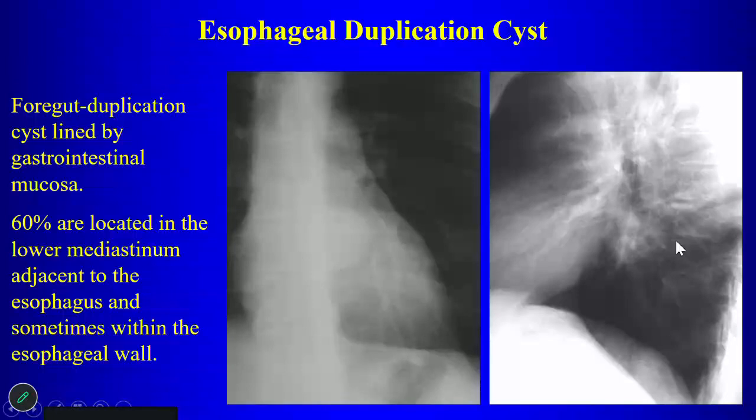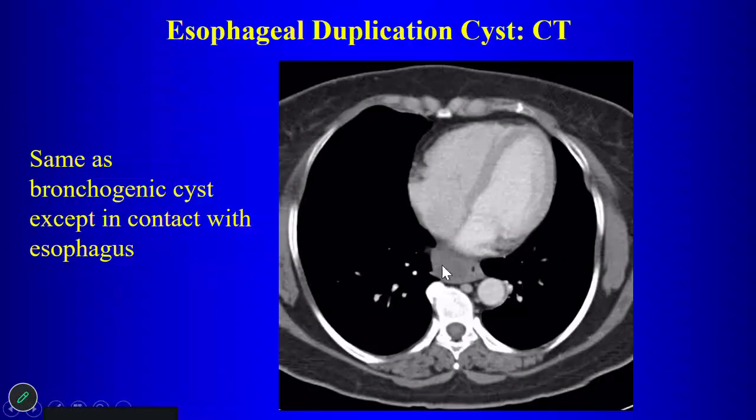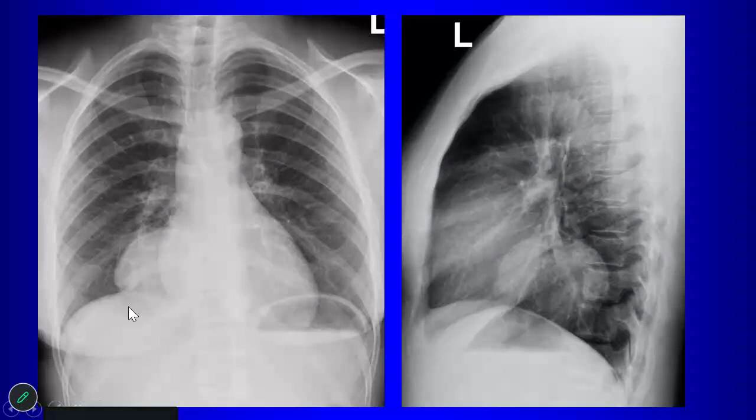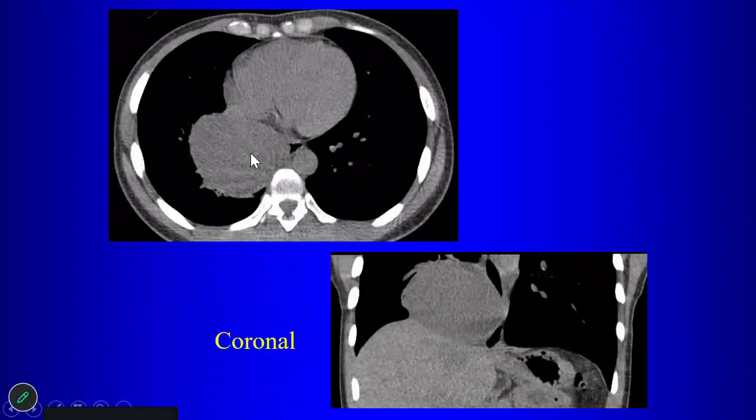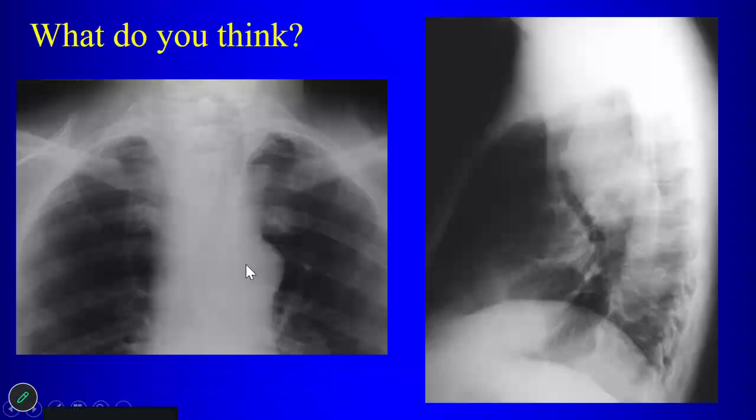So a lesion like that can also occur in the middle mediastinum. Cystic lesion in contact with the esophagus, so that's an esophageal duplication cyst. Very similar to bronchogenic cyst as far as the imaging characteristics of that. This is an even larger one. This looks like a large mass there, and this turns out to be another esophageal duplication cyst, although that one is pretty large. Okay. What about this case? What's going on here?